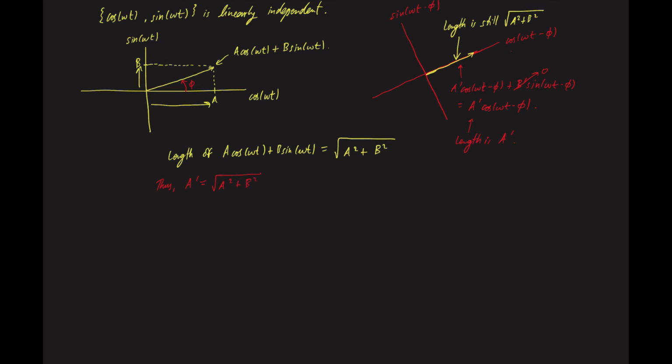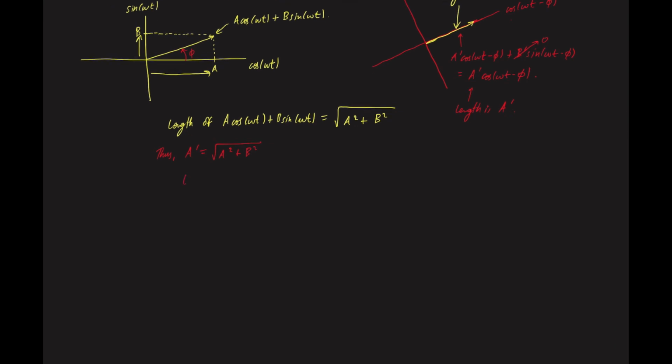And the angle phi, we note that the tangent of phi is given by this vertical distance b over the horizontal distance a. So under these two conditions, a cosine omega t plus b sine omega t equals a prime cosine omega t minus phi. And so these two solutions are equivalent.